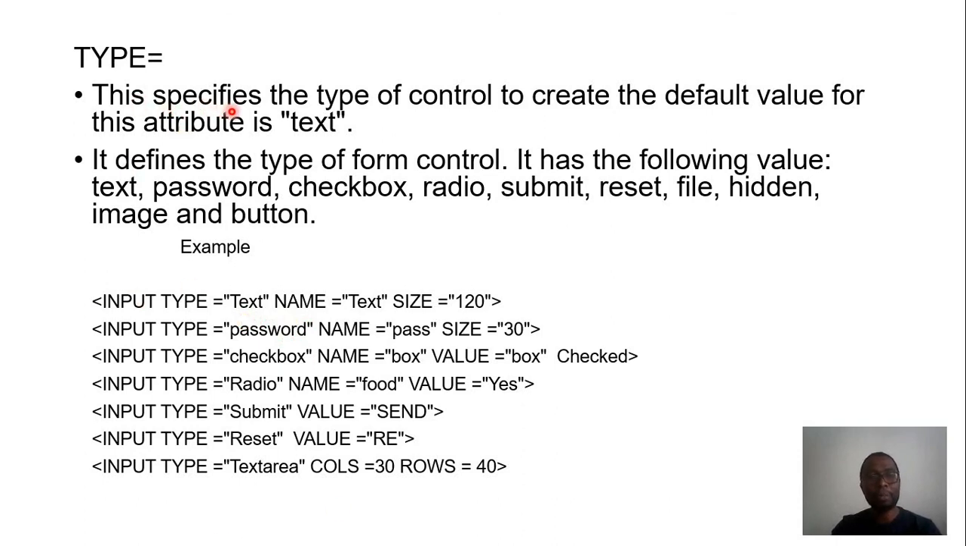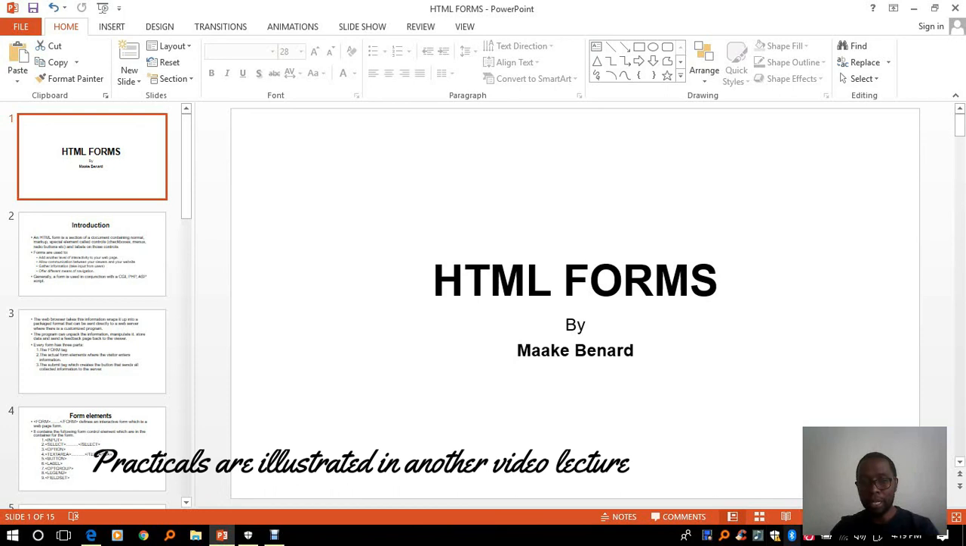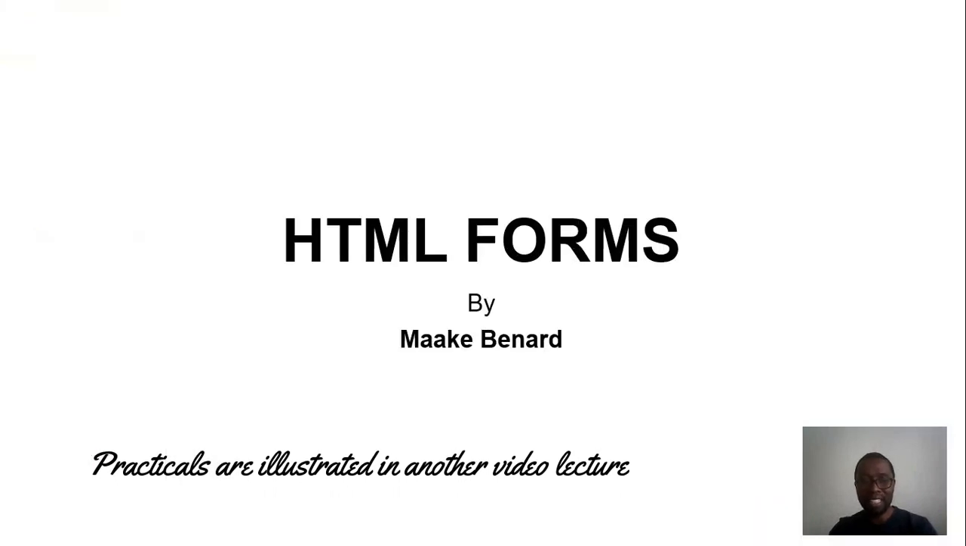This type specifies the type of control to create. The default value for this attribute is text, and it defines the type of form control. It has the following values: text, password, and so on. That's very, very important. Now we are hoping that in the next illustration we will see how we can use some of this.